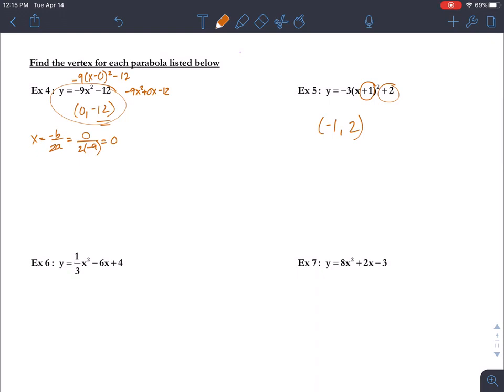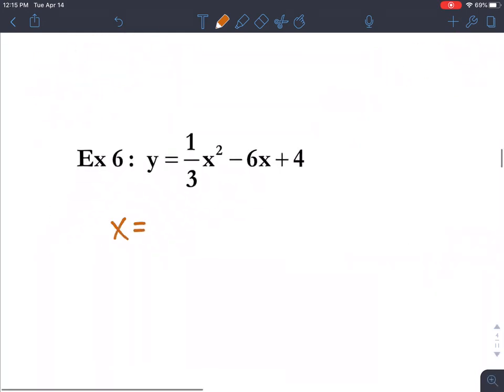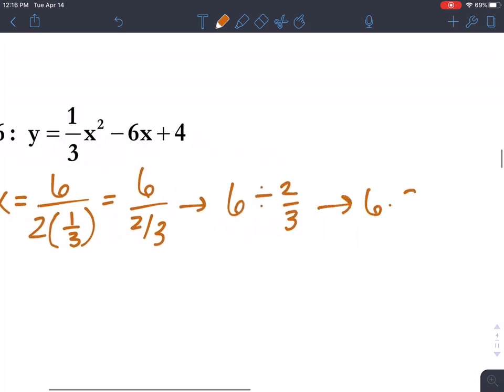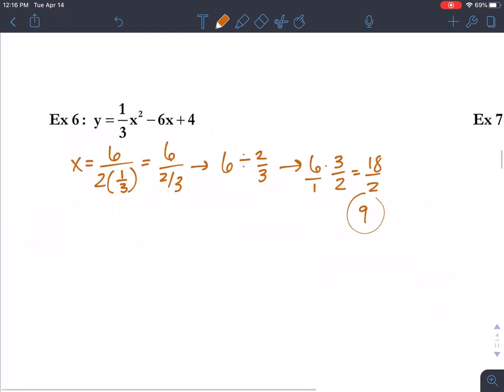Same process. So 6 and 7 are both those standard forms, so I start out with x equals opposite b over 2a. You know why I picked this one? Because it has a fraction, which I thought you'd really like. I know you've been waiting for a fraction here. So 6 divided by 2/3 is the same as 6 times 3/2, which is 18/2, or 9. So I don't want you to panic there. Fractions aren't scary, I promise.